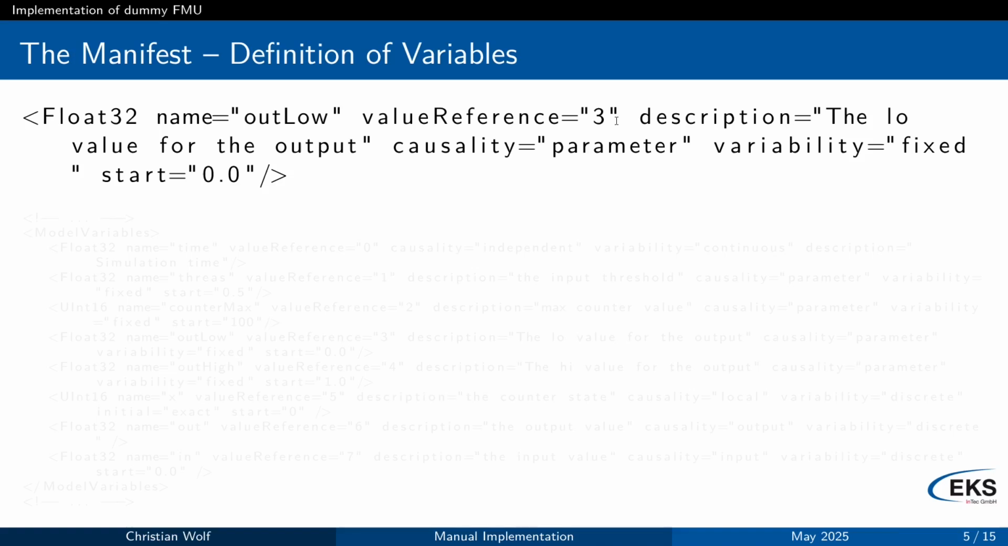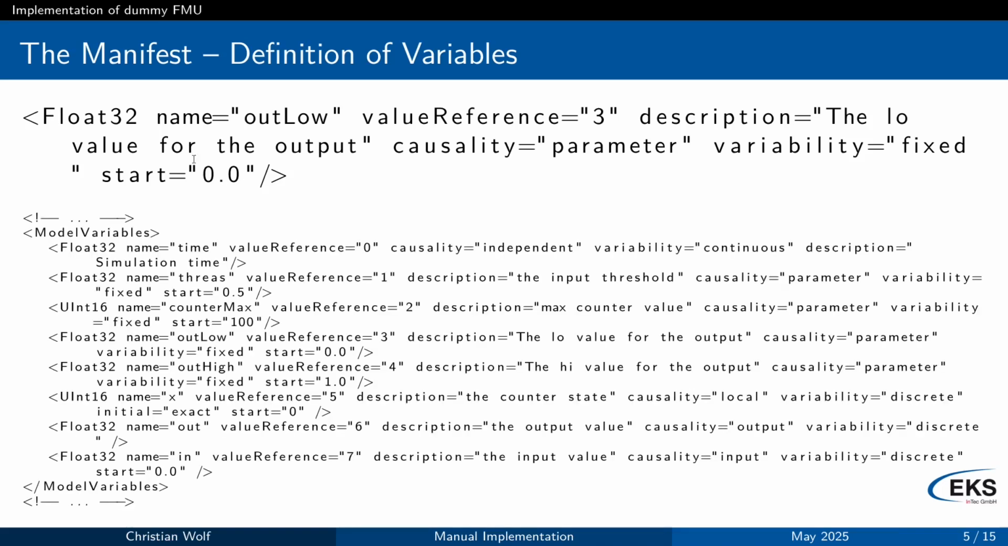And then you have, we already mentioned that, this causality, variability, and start value. So what we have here is a parameter that is fixed, meaning that it is going to be set on instantiated mode to the value 0, like mentioned here, but as it's a parameter, the outer simulation environment could set it to something different. This start is just the default value.